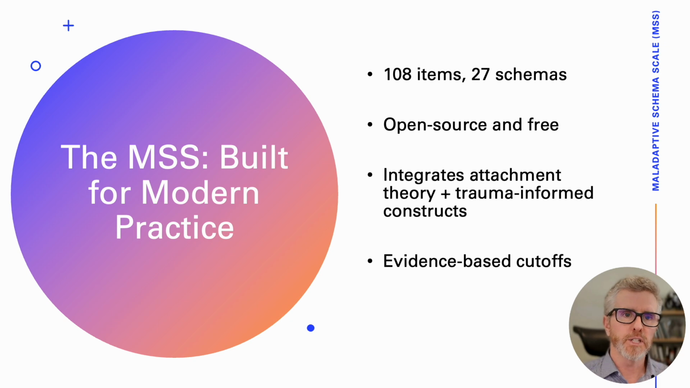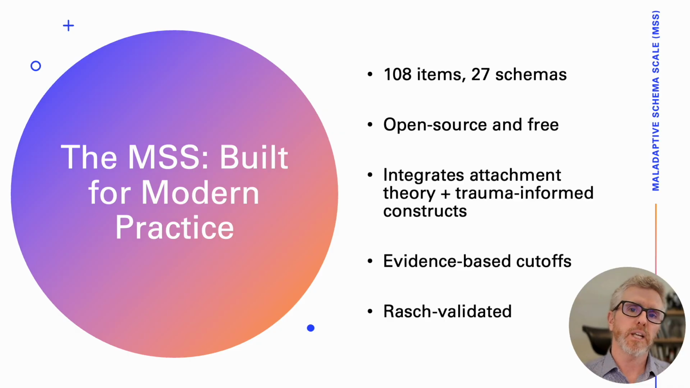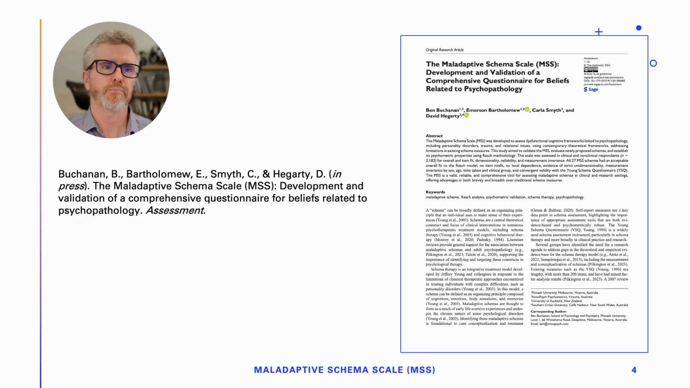We've got evidence-based cutoffs derived from the 90th percentile of our clinical sample, so when someone scores high, you know it actually means something. And critically, it's been validated using RASH methodology, which is increasingly regarded as the gold standard for psychometric assessment. I'll show you what that means in a moment. And of course, importantly, this has been peer-reviewed and has been accepted for publication in the journal Assessment.